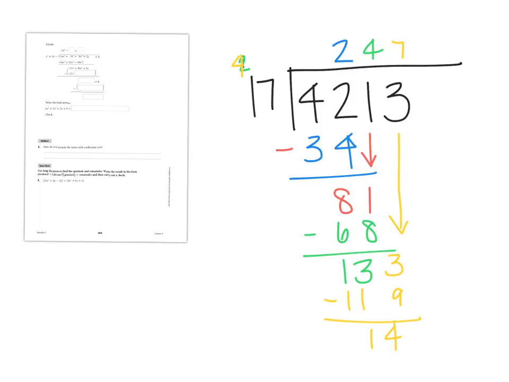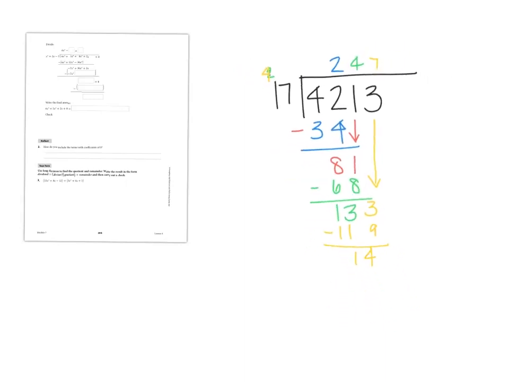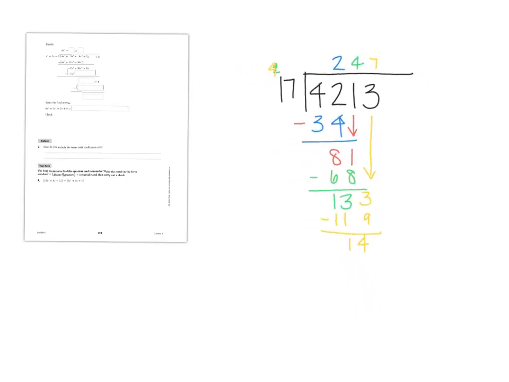Okay, so do I keep going or do I stop here? If I were to keep going, it would just give me the decimal form of my answer, but I don't want the decimal form of my answer. So we could say that our answer to this problem is 247. And what about 14? What is that? The remainder. So typically, you have always written R14, which means remainder of 14.